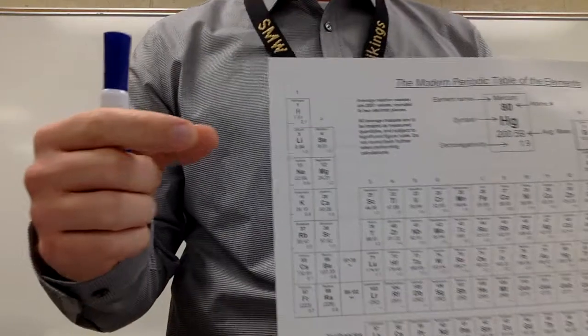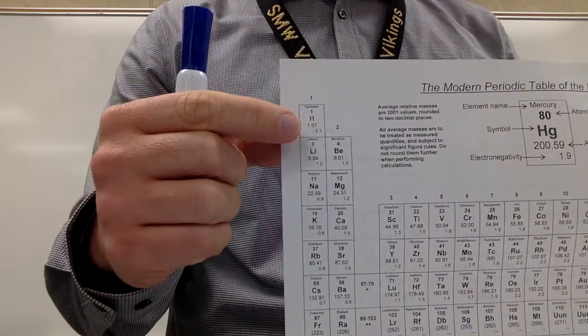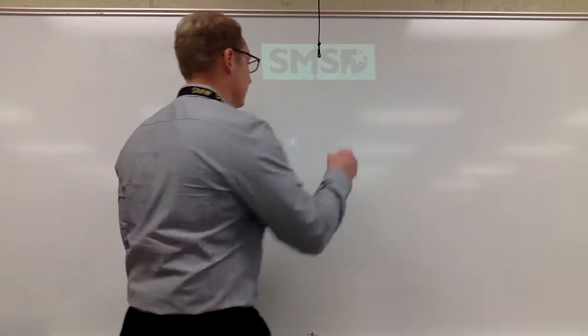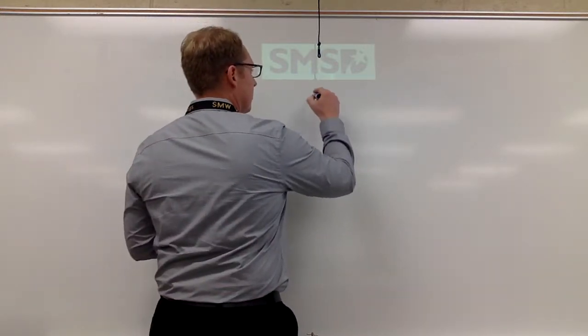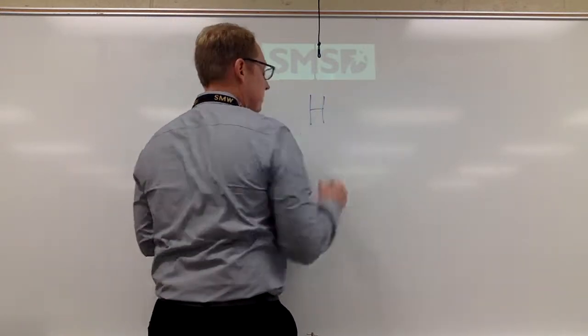For Lewis dot structure, just look at the chemical symbol. For hydrogen, it's H, okay? And because hydrogen only has 1 valence electron, we represent the atom by drawing an H.